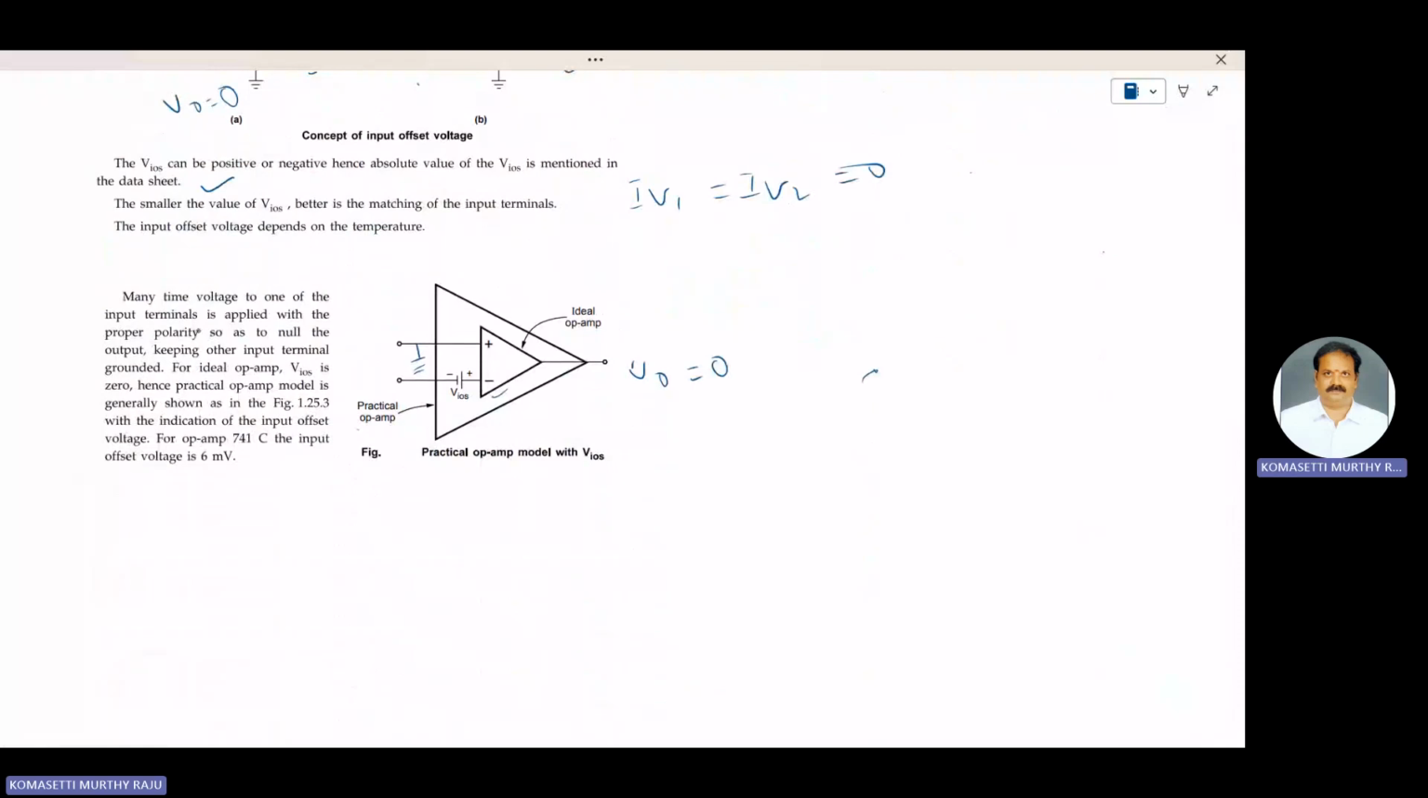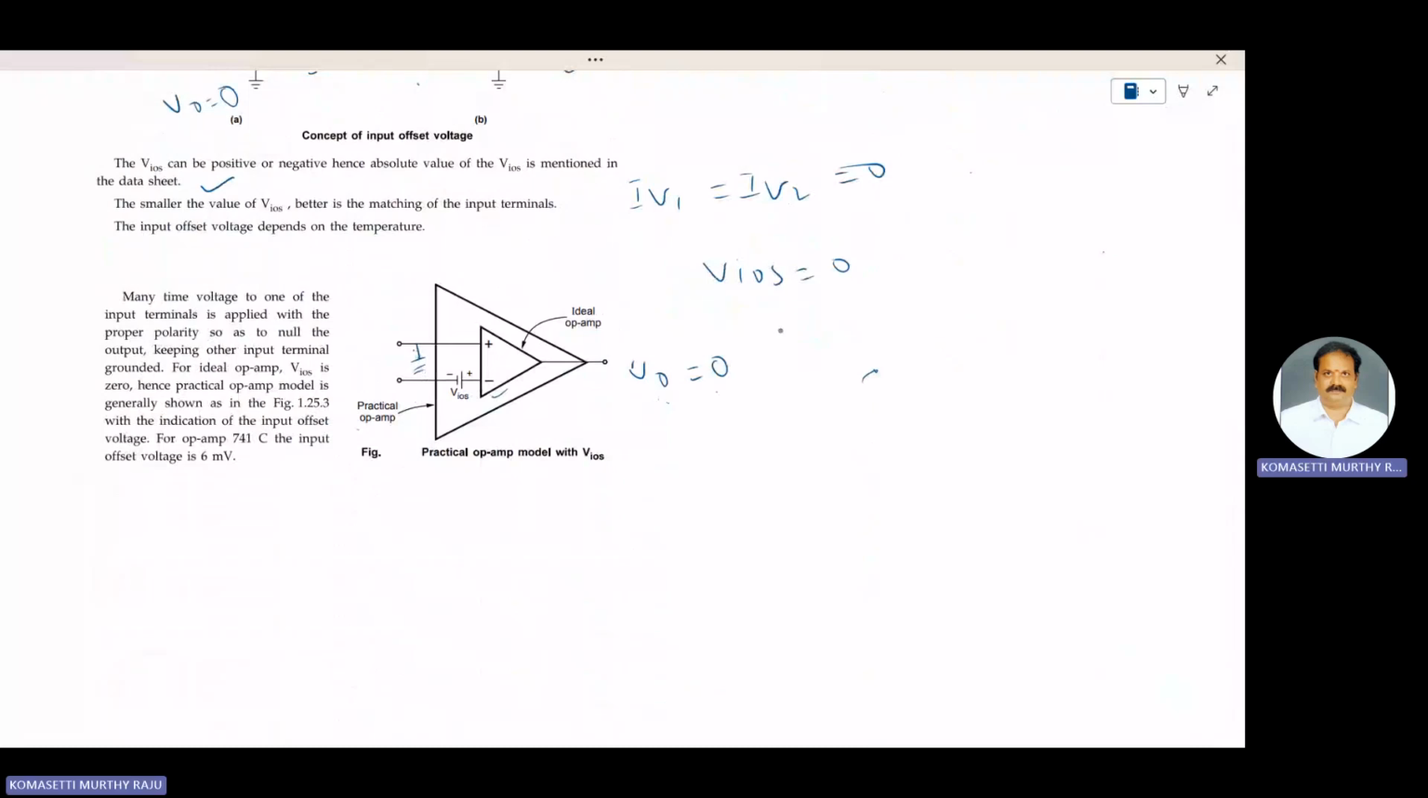Many times, voltage is applied to one of the input terminals. That means VIOS is applied with proper polarity so as to null the output voltage, that is V0 equal to 0, keeping the other input terminal grounded. For an ideal op-amp, VIOS is 0.